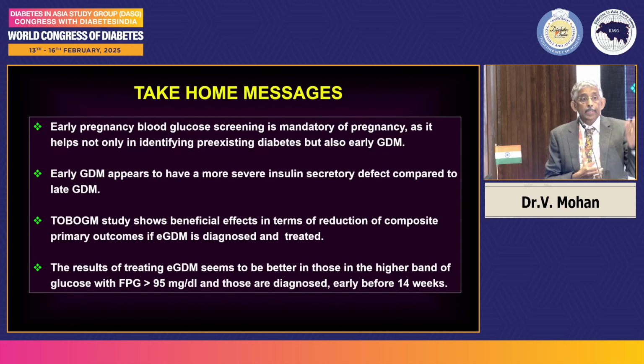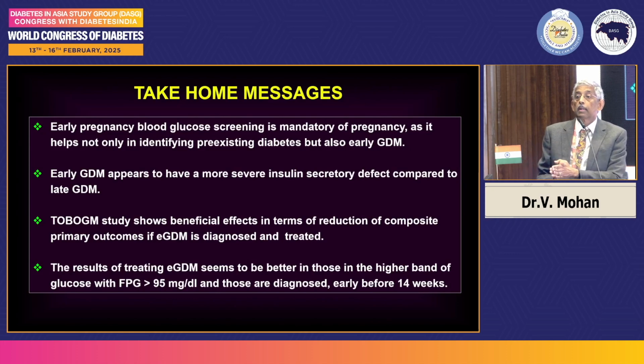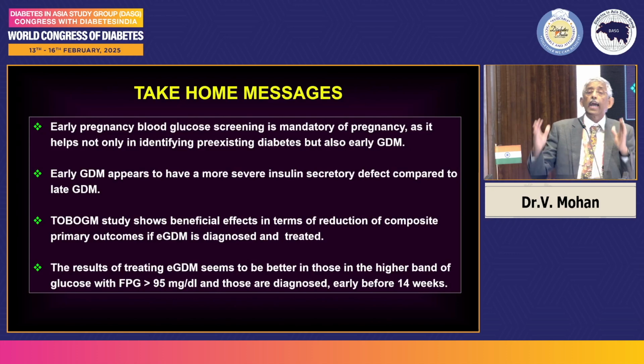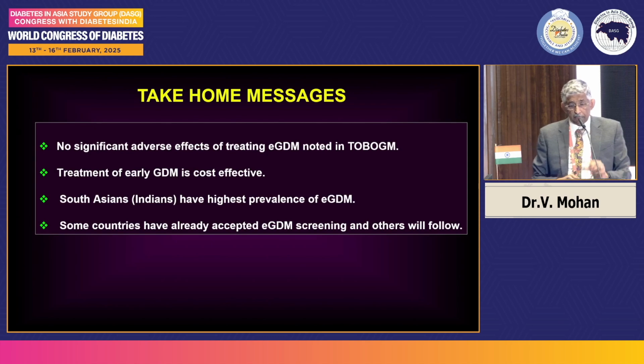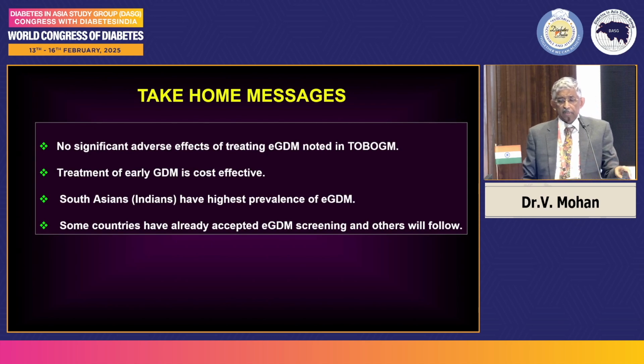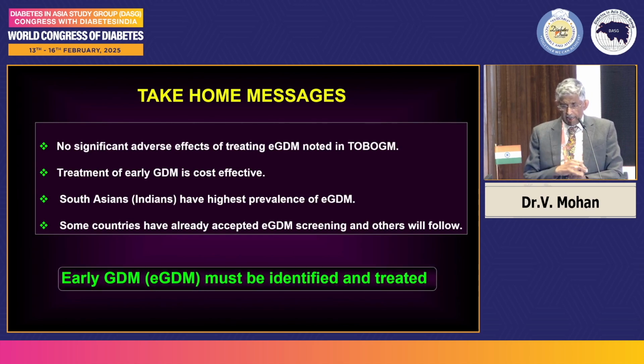And the earlier you diagnose it, the better. I understand that in Russia, even in the 5th week and 6th week, they are diagnosing early GDM. We are saying before 14 weeks. When the lady says she's pregnant, do it then, because they may have that little glucose metabolism. No significant adverse effects of treating eGDM. It's cost effective. Indians have the highest prevalence of eGDM, and many countries are already accepting it.